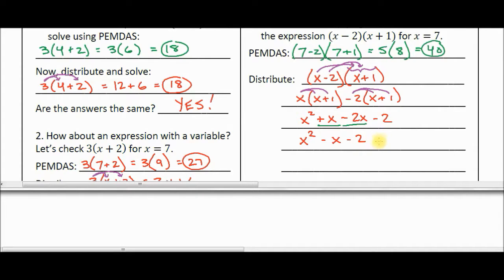So let's go ahead now and check and see if we get the same answer as we did with PEMDAS. Let's go ahead and substitute the value of x into this equation. I'm going to write this in a different color now. So we're going to go ahead and put 7. I'm going to always insert values in parentheses. So this is 7 squared minus 7 minus 2.